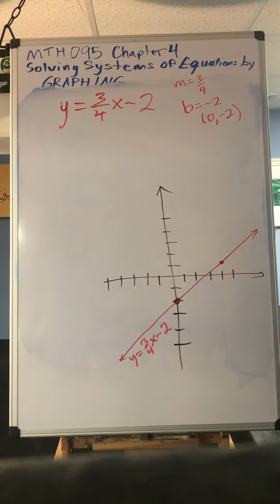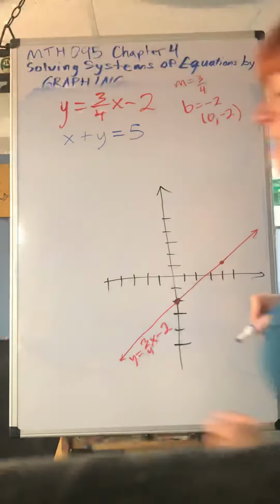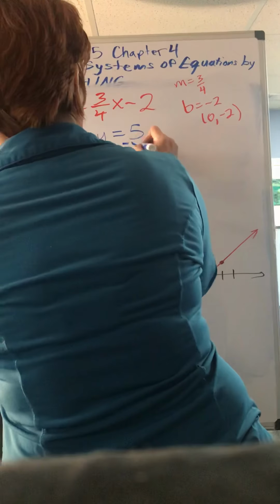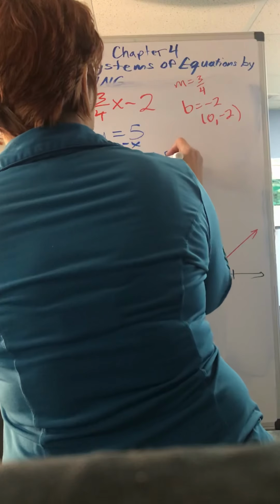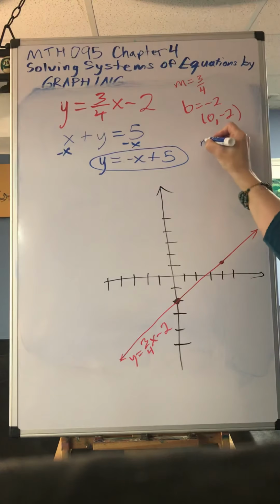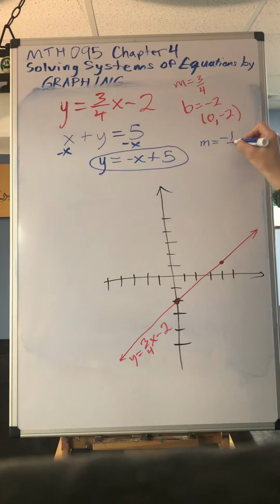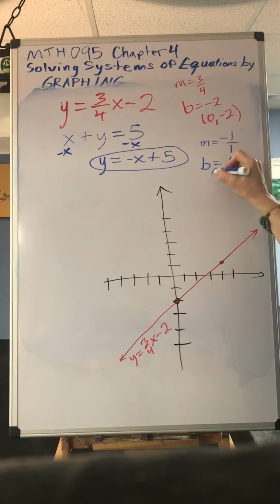Okay. The other line, we'll call it the blue line. x plus y is 5. This line is not in slope-intercept form. So we're going to solve for y by subtracting x from both sides, and you'll have y is the opposite of x plus 5. Now, the slope of that line, the coefficient, is -1. As a fraction, it would be -1/1. The y-intercept is (0, 5).